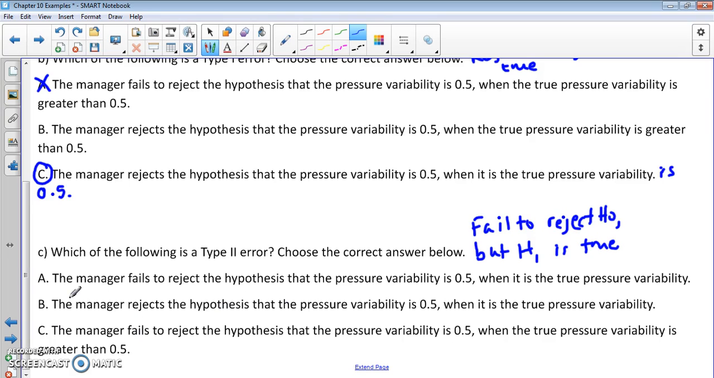So we fail to reject, so we know B is wrong, and the alternative is true. Oh, so actually C was correct without this, right? So H1 is true, so that's when the true pressure variability is greater than 0.5, right? So this is saying the manager rejects the hypothesis that the pressure variability is 0.5 when it's the true pressure variability. So that was fine without that. All right.